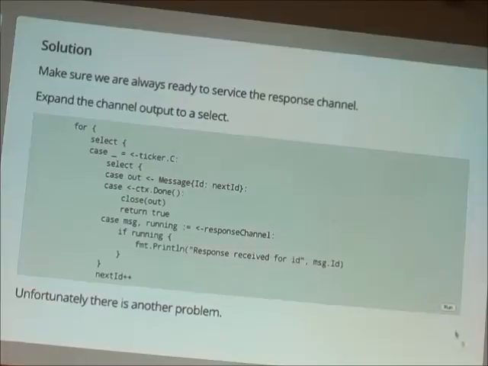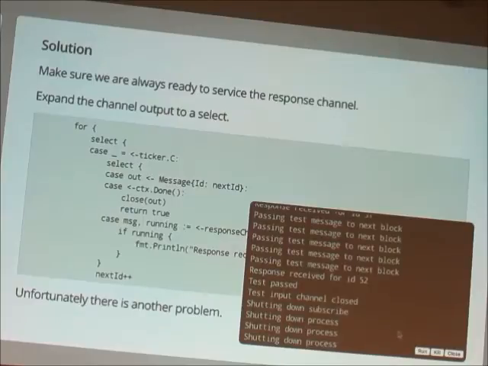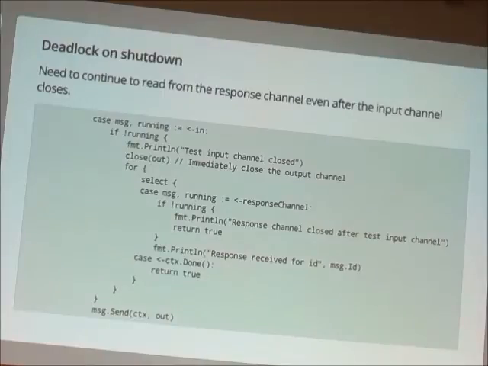But actually, this is good. This is the same timing, but now it actually sort of works, although we're not shutting down properly. So there is another problem with our deadlock on the shutdown: when the input channel closes, we still have to service the response channel until it closes. This is a challenge with handling multiple inputs at the same time: you don't know what order they're going to close in. And when one closes, you still need to continue to accept messages from the other one.